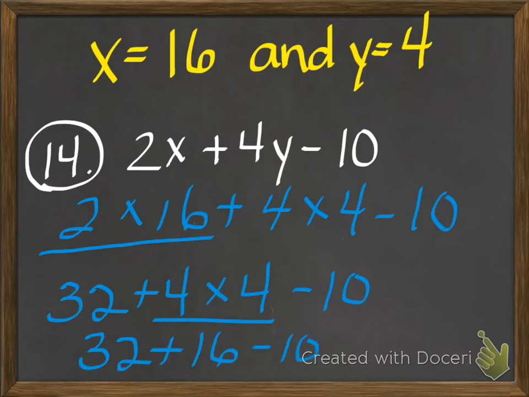Now we add and subtract left to right. 32 plus 16. See, 6 plus 2 is 8. 1 plus 3 is 4. So 48 minus 10. And 48 minus 10 is going to equal 38. Put a box around my answer.